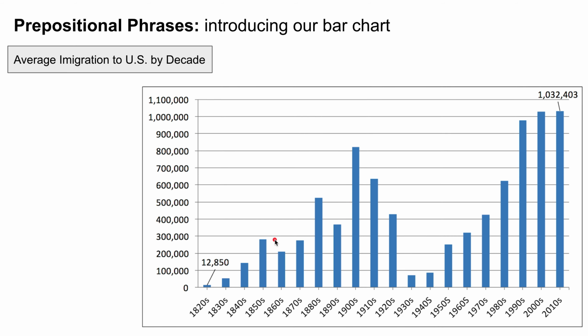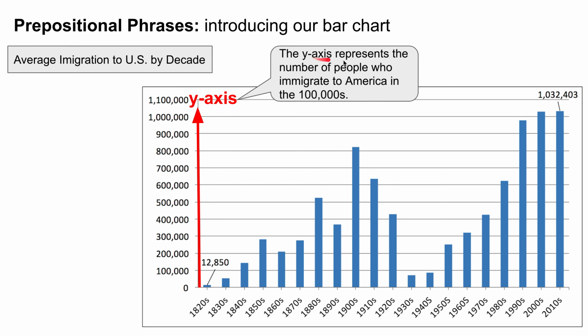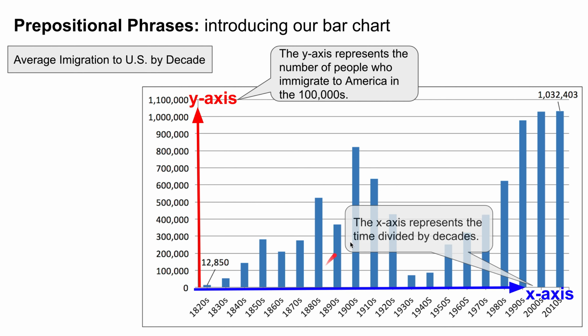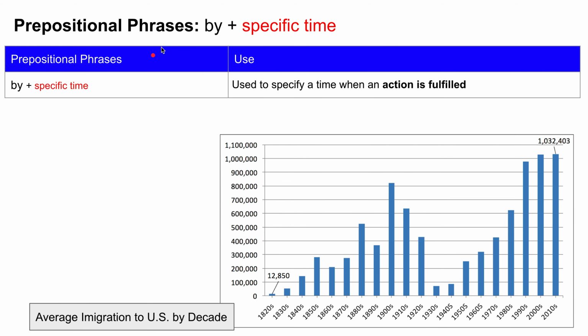Okay, now today we're going to be looking at this chart right here. This chart represents the average immigration to the U.S. by decade. Let's quickly talk a little bit about this chart. The y-axis, that is the vertical axis, represents the number of people who immigrate to America by the hundreds of thousands. The x-axis, as you can see, represents time divided by decades. So let's get started now.